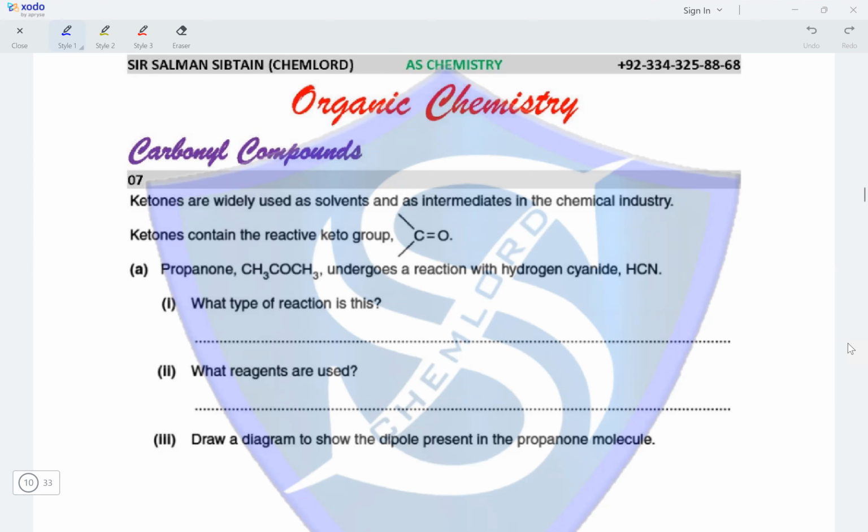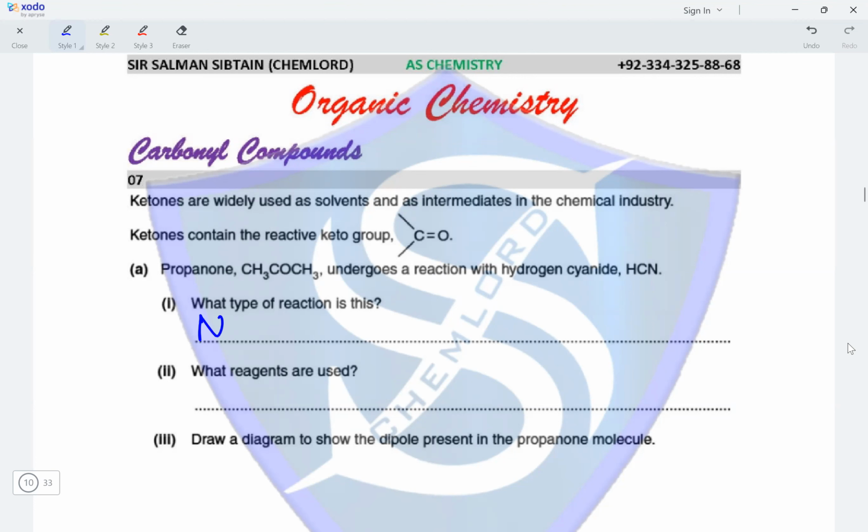or alkyl groups. Propanone, which is CH3COCH3, where the two R groups are CH3, undergoes a reaction with hydrogen cyanide. So hydrogen cyanide is HCN, and the reaction that this would undergo would be a nucleophilic addition reaction. So that is exactly what is asked. What type of reaction is this?